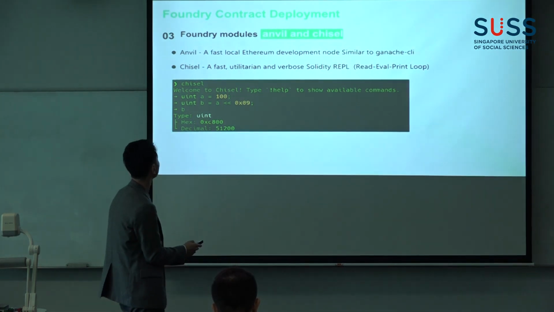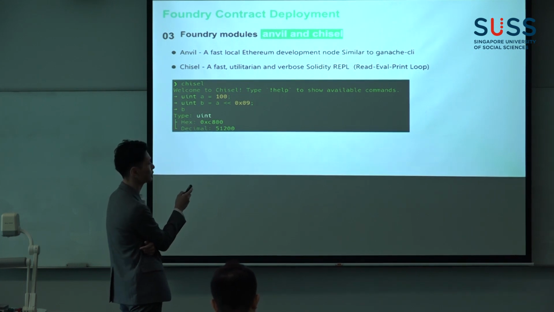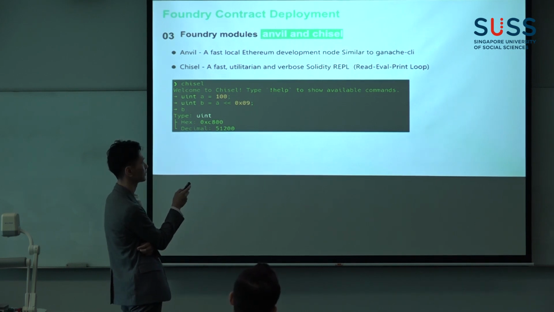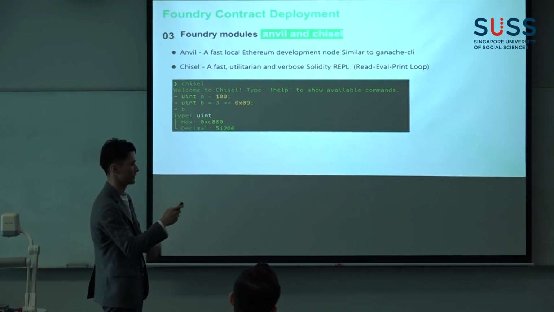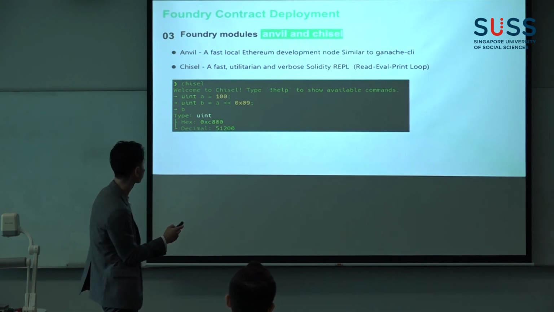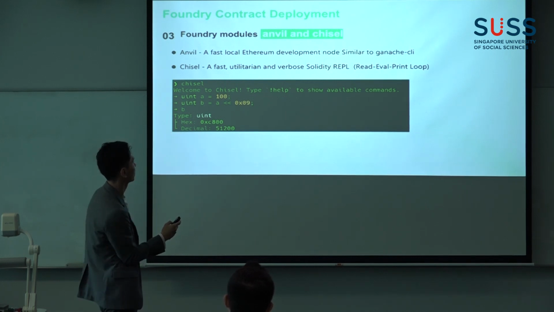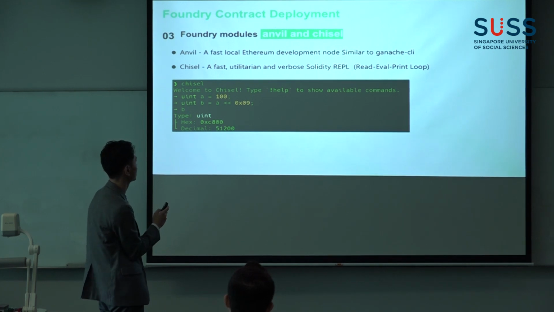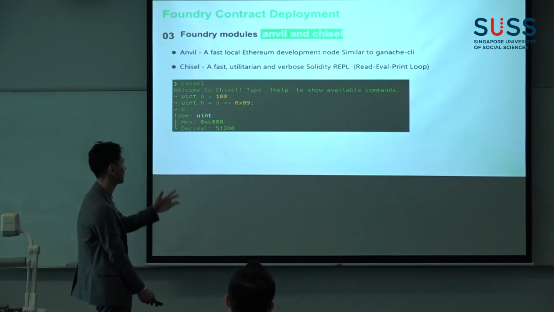And yeah, there are also two other modules called Anvil and Chisel. Anvil is a fast local Ethereum development node, similar to Ganache. Ganache is the one that's used by Truffle and Hardhat. So basically, it spins up a local node that you can deploy your contract to. And this one, Chisel, is very new. I think it just came out 2 months ago, or even 1 month ago. It's a fast, utilitarian, and verbose Solidity read-eval-print loop. So for example, you just want to test something out.